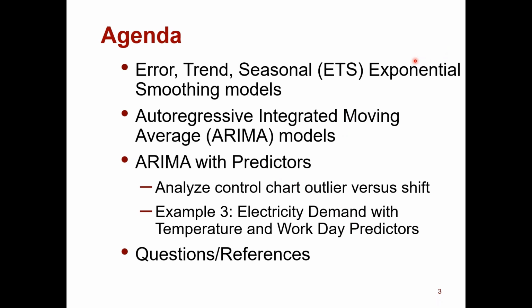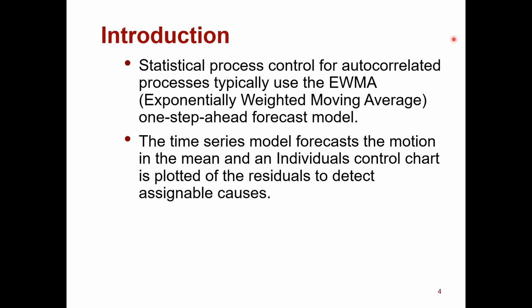So with that, we'll start into the presentation. Statistical process control for autocorrelated processes typically uses the exponentially weighted moving average one step ahead forecast model. The idea is that the time series model forecasts the motion in the mean, and an individuals control chart is plotted of the residuals to detect assignable causes.